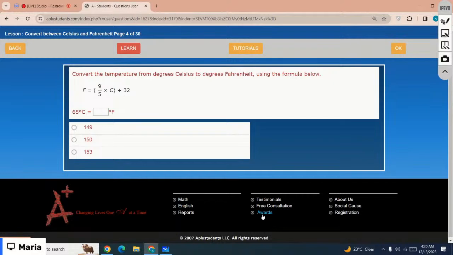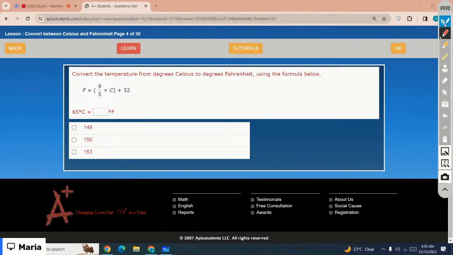Convert the temperature from degree Celsius to degree Fahrenheit. Use the formula below. You have to convert from 65 degrees Celsius to Fahrenheit. So just replace the C with the value, that is 9 by 5 times 65 plus 32. 13 times 5 is 65, right? And 13 times 9 is 117.